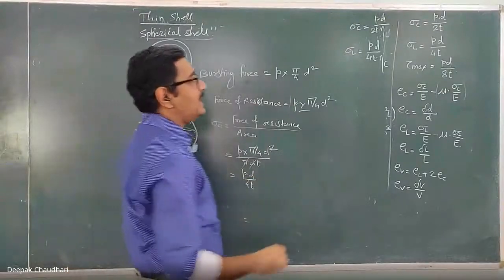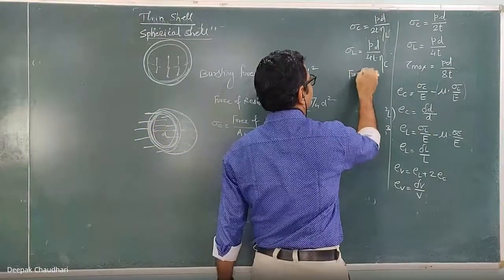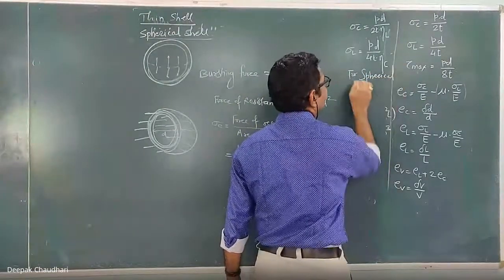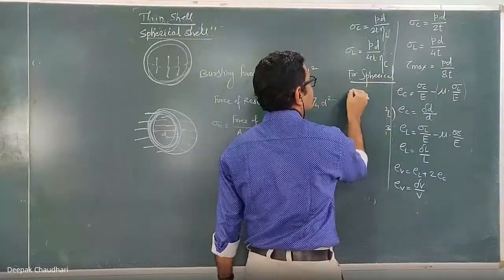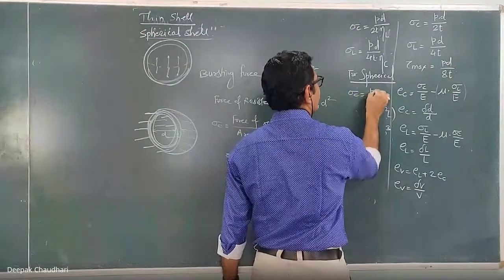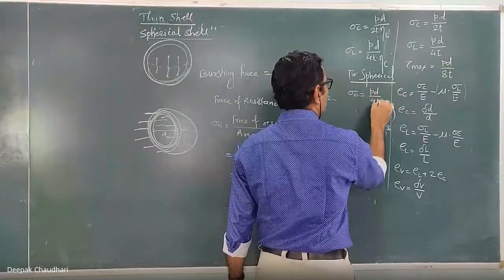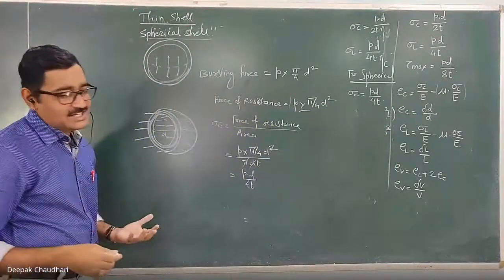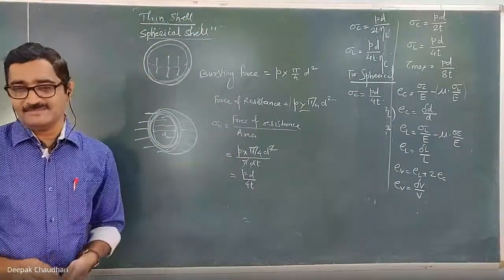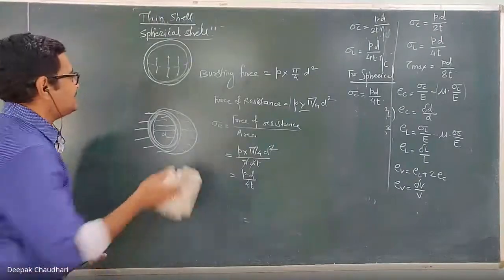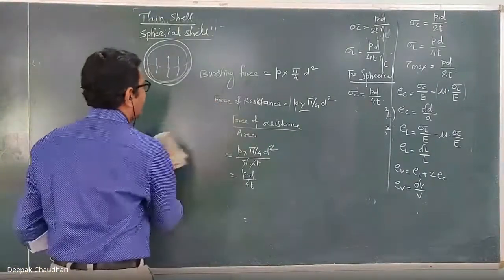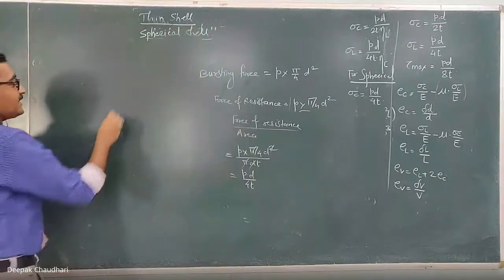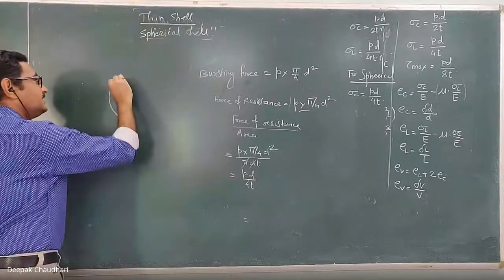So for a spherical shell, the circumferential stress is given as Pd upon 4t. It is the same stress in the x direction as well as in the y direction. It is the same in the x and y direction. Now if I consider this is the cylindrical shell.